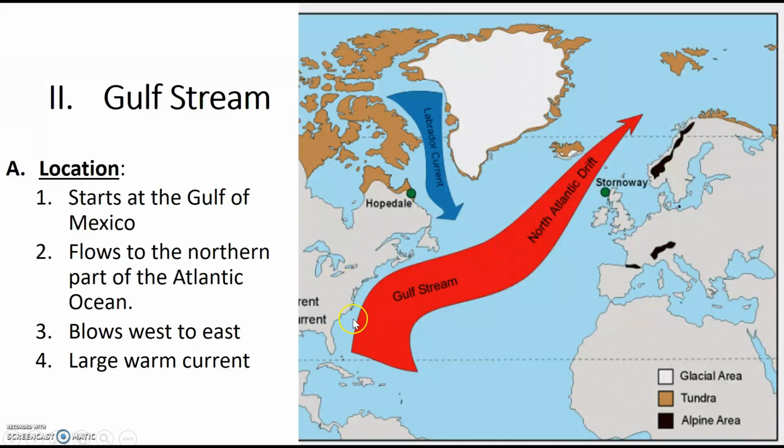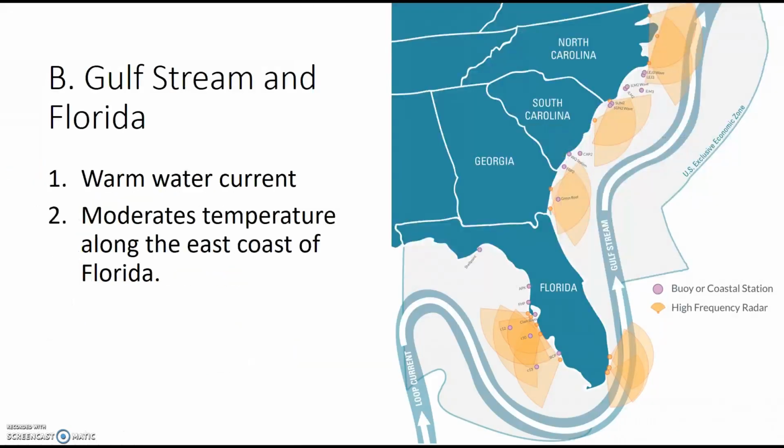So the Gulf Stream blows from west to east, and it's a large warm current. This is your Gulf Stream, that's the main one that you guys have to know. We'll label that tomorrow in an activity.